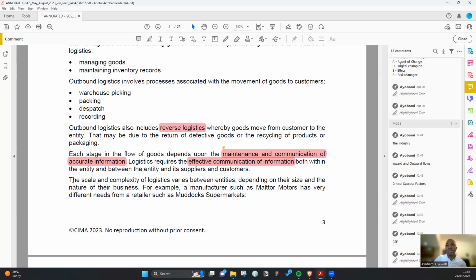The scale and complexity of logistics varies between entities, depending on their size and the nature of their business. So for example, a manufacturer such as Moulton Motors has very different needs from a retailer such as Murdoch Supermarkets.